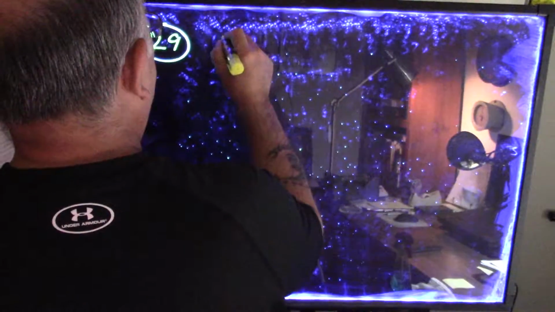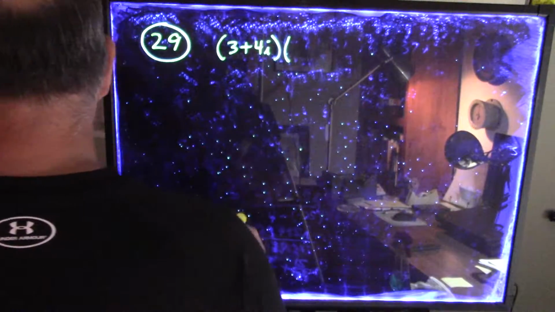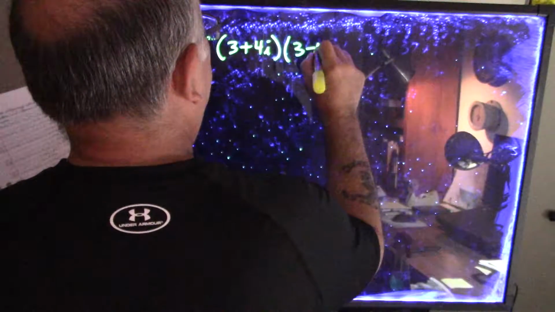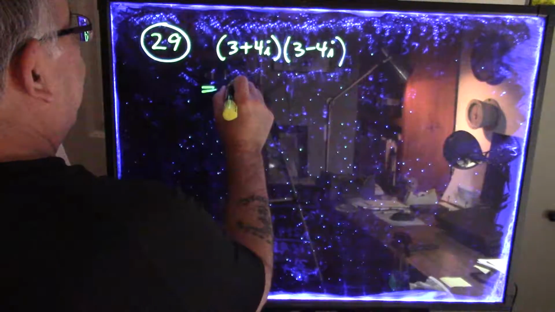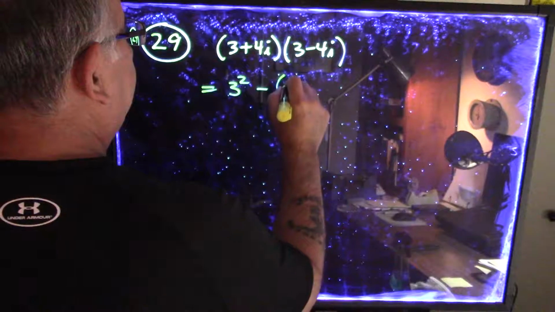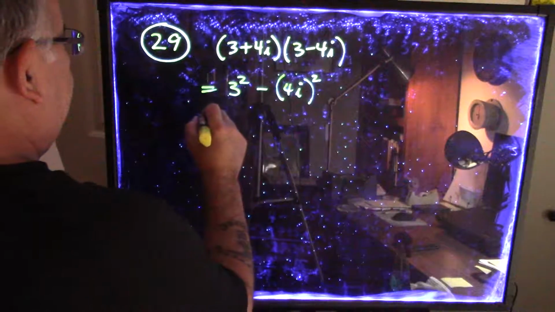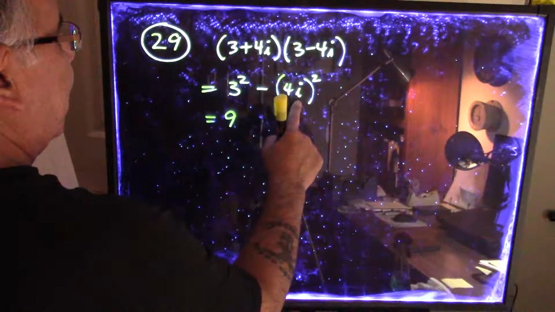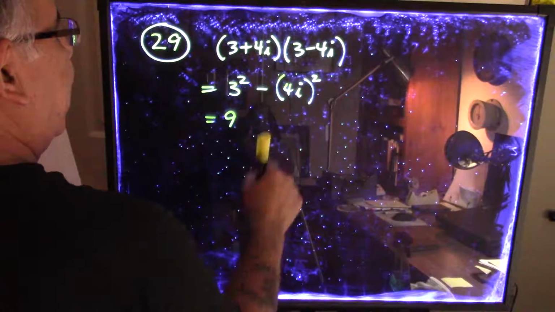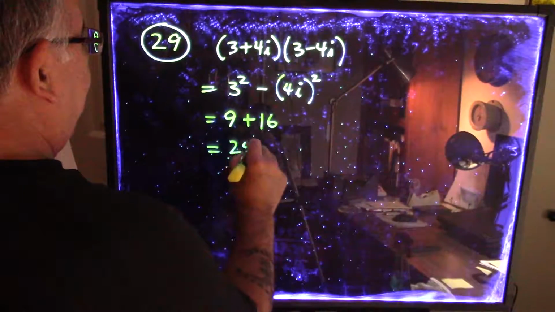Number 29, we have 3 plus 4i times 3 minus 4i. A plus b times a minus b is a squared minus b squared. And so we got 9 minus 16i squared. 16i squared, that's negative 16. Minus a negative 16 is plus 16. Alright, so that's 25.